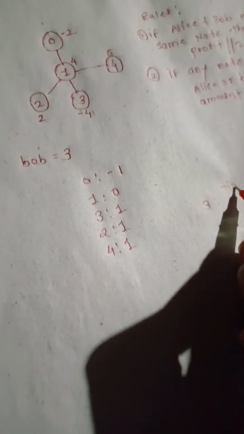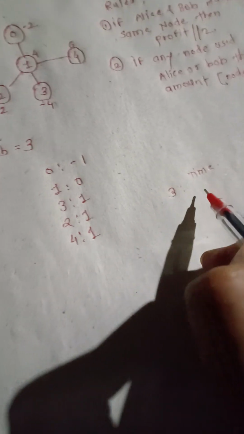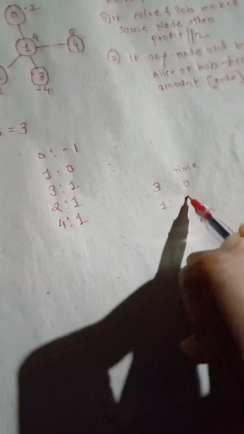Now we will find a path for Bob. We go from child to parent until we reach 0. I start from 3 at time equal to 0, because initially Bob is at node 3 given as input. Then I go to 3's parent, which is 1, reaching 1 at time equal to 1. Then I go to the parent of 1, which is 0, reaching 0 at time equal to 2. I stop because 0 is my root node. The path will always exist.